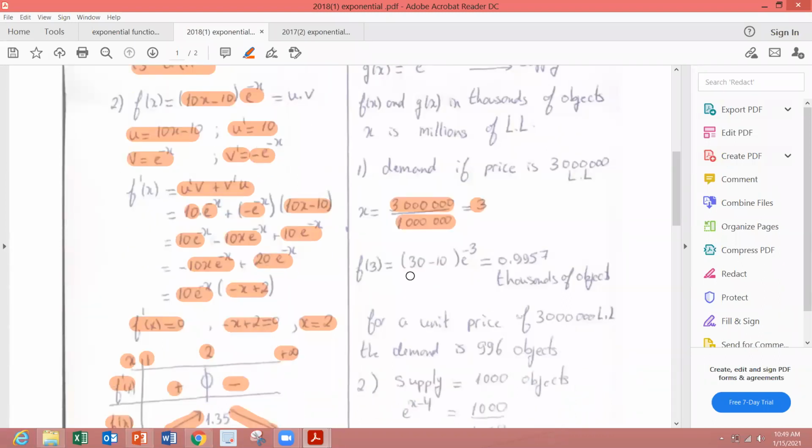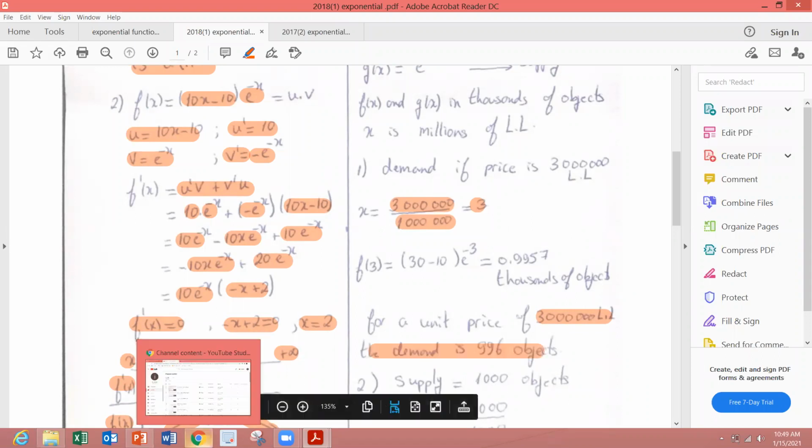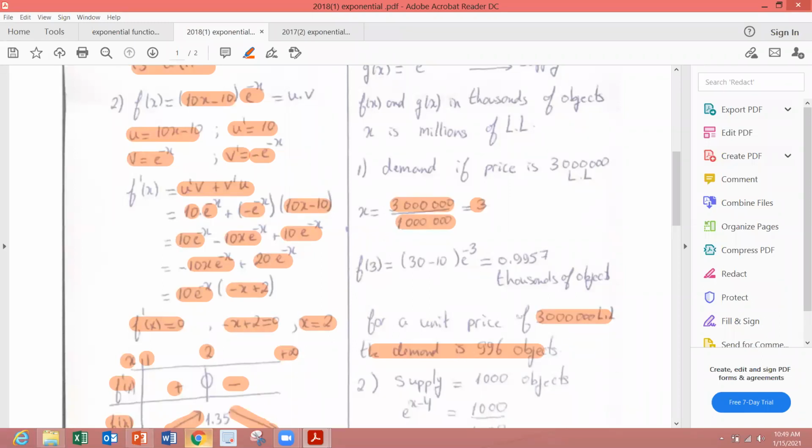F of 3 comes out 0.995 thousands of objects. It is enough to have 3 digits after the decimal. So for a unit price of 3 million Lebanese lira, the demand is 996 objects. Please, any questions about this part? No.